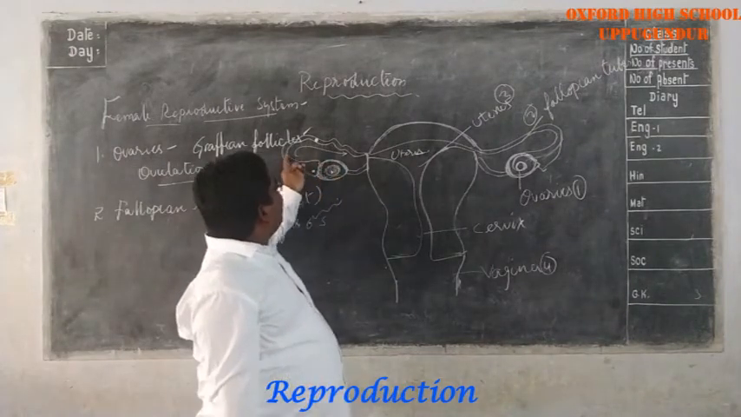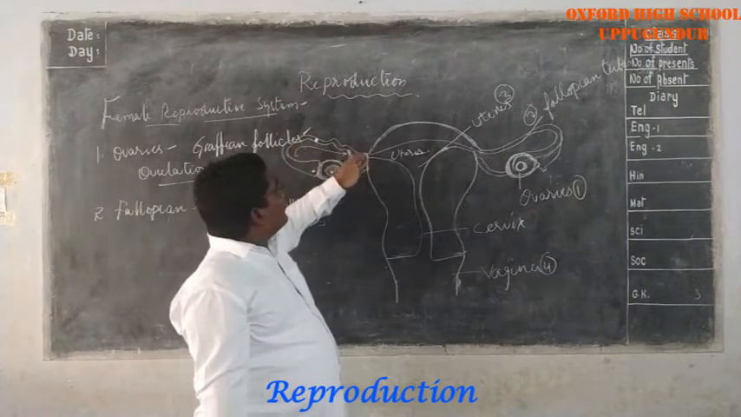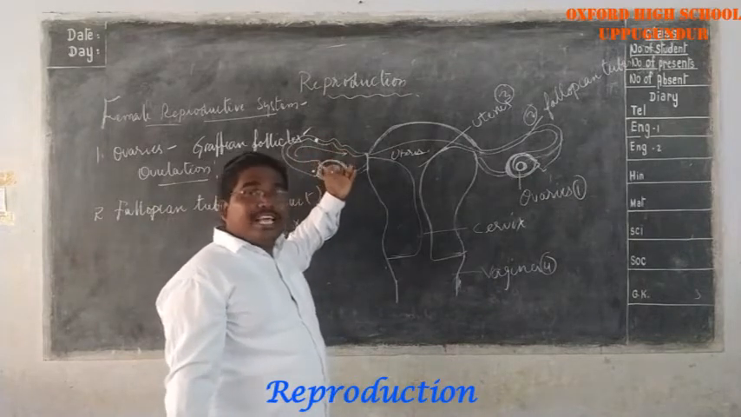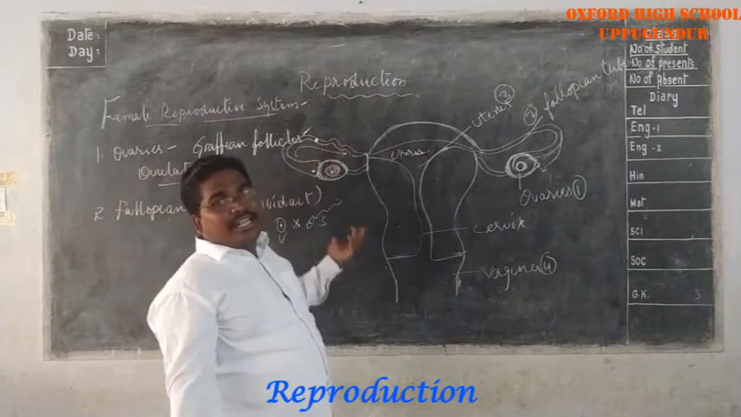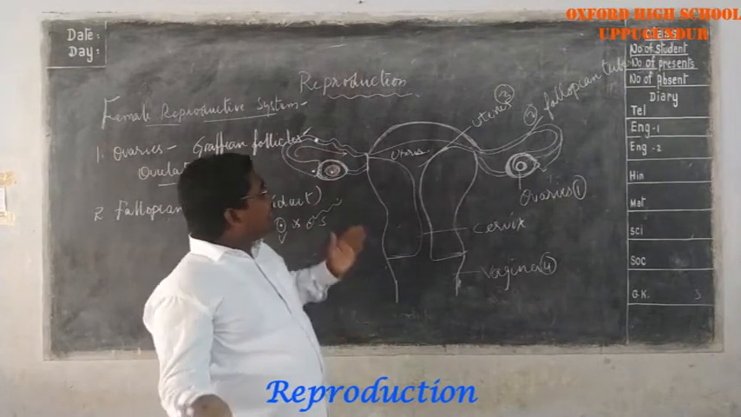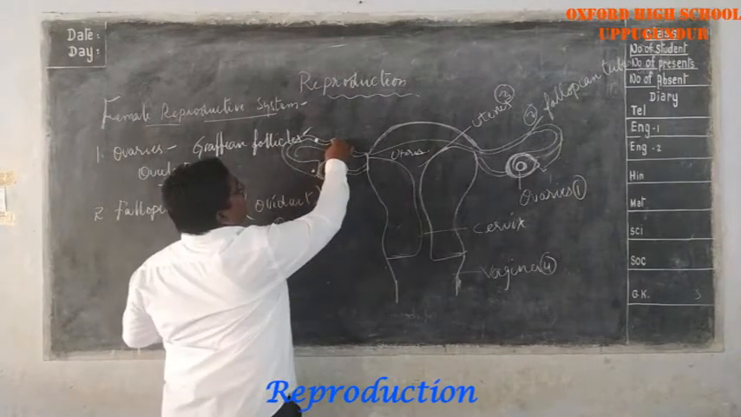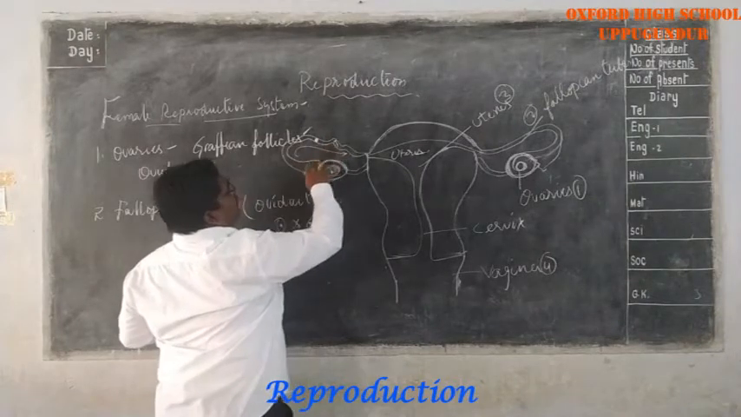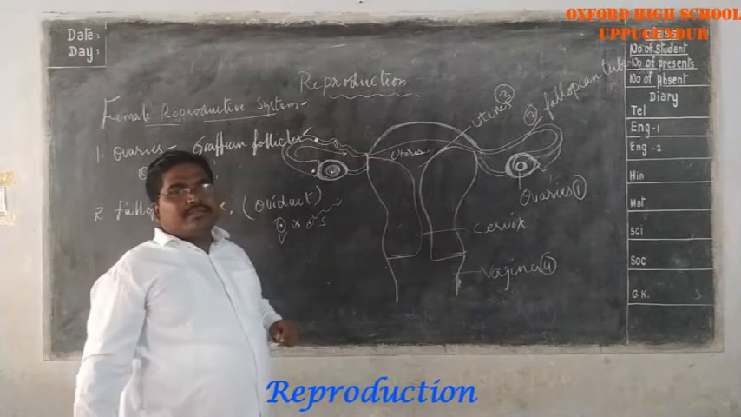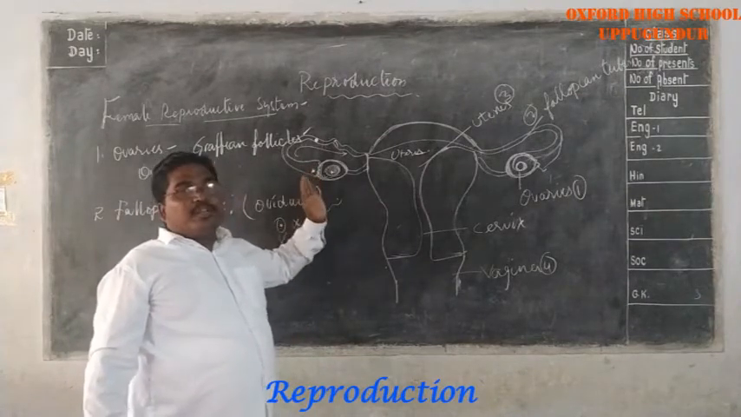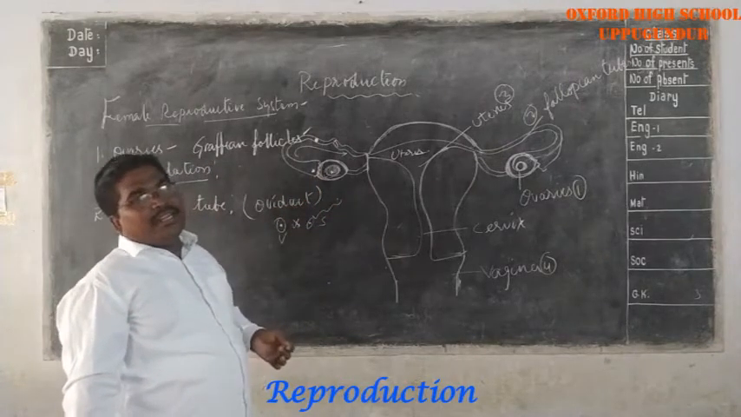The ovum travels through this oviduct. When the sperm enters it, fertilization will take place. After fertilization, the zygote is formed. The second phase of meiosis of the ovum takes place after the entry of the sperm, before the fusion of the male nucleus. Then the zygote develops by mitotic division.